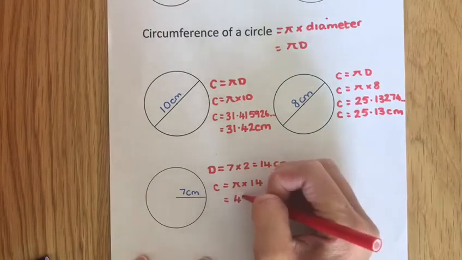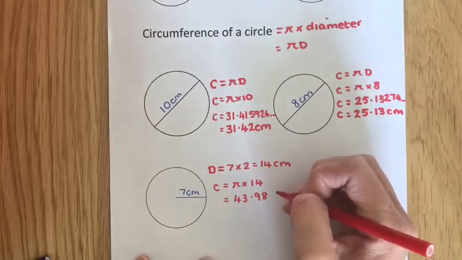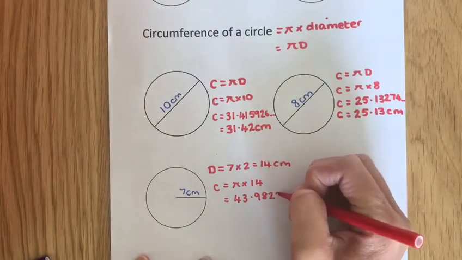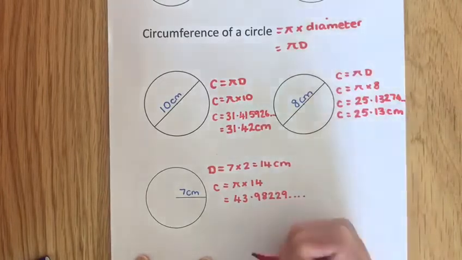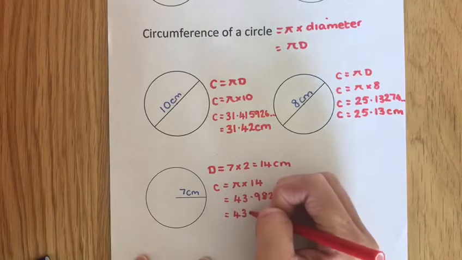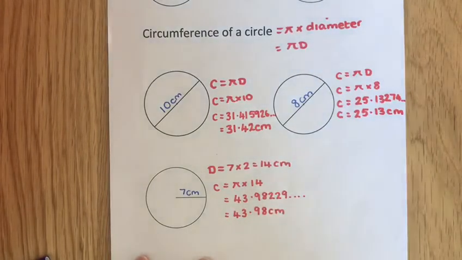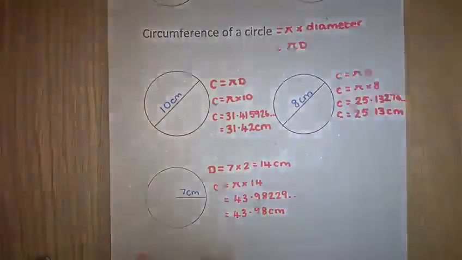When I tap that into my calculator, it comes up as 43.98229, and then I would round that to 2 decimal places again and get the answer 43.98. Remember my units on my last line.